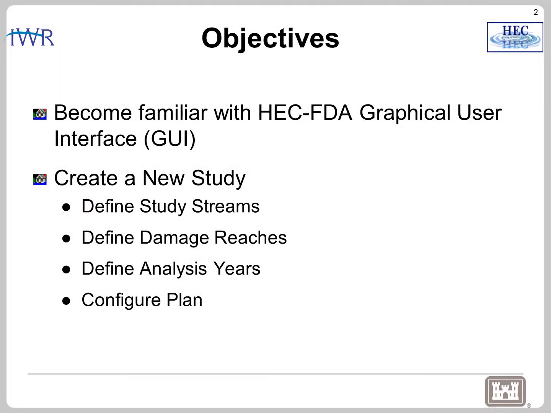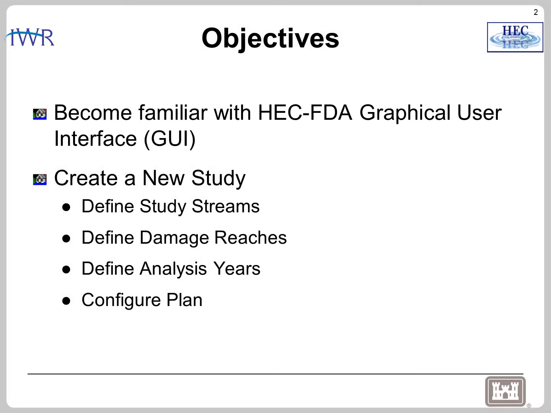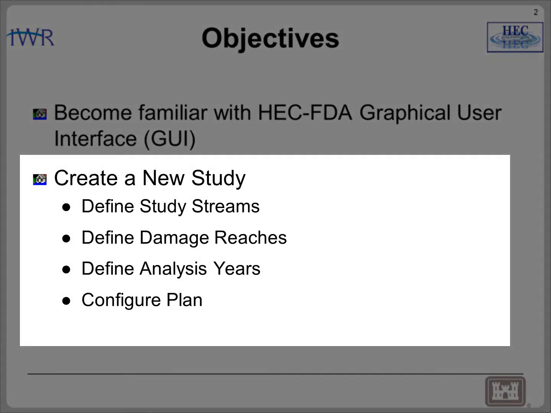In Workshop 1, the main objective is for you to become familiar with using the HEC-FDA software and the organization of the graphical user interface. We will do this by creating a new FDA study. In your new study, your goal is to define the following study components. Define the study stream, damage reaches, analysis years, and configure the project plan.